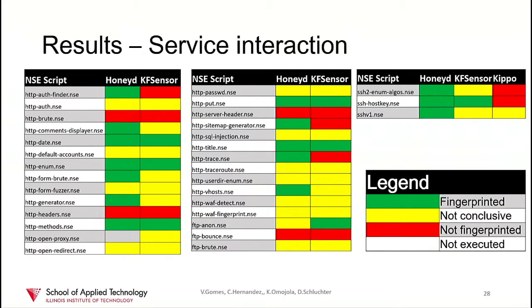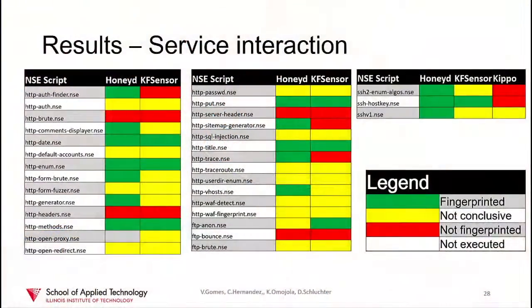As you can see here, for Honeyd and KFSensor, you can see a lot of green and yellow. That shows that those honeypots fail to simulate real services. And as Kippo is only an SSH honeypot, it got really good results on that fingerprint technique, and it didn't show any indication that it was a honeypot.